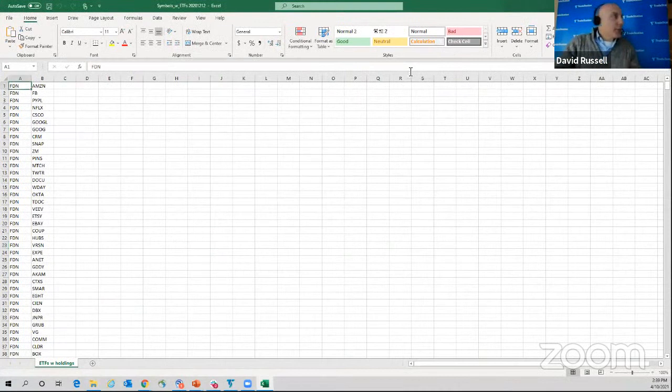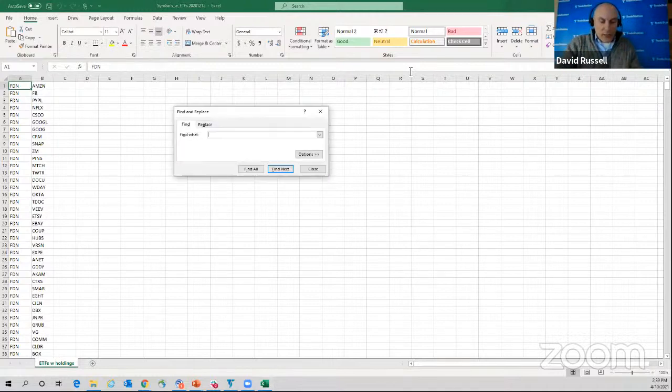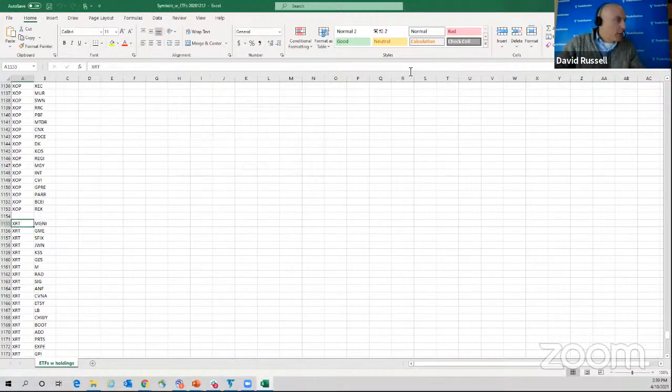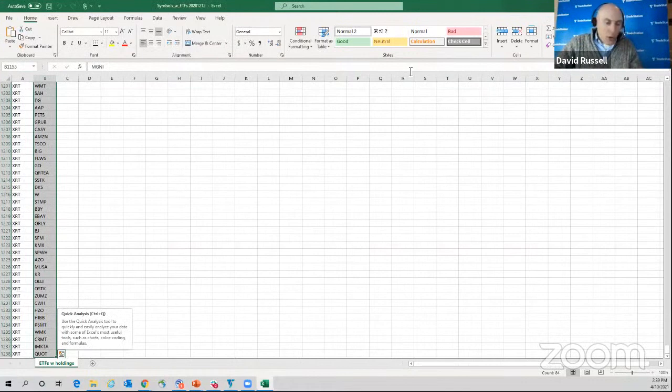Say, for example, this is a list of all these stocks in indexes. So I select XRT, boom. Here's my entire list of all the holdings of XRT in one easy place. I'm going to hide that.